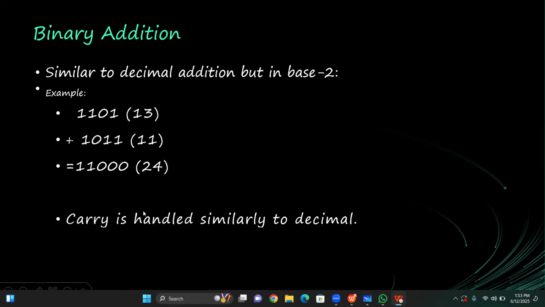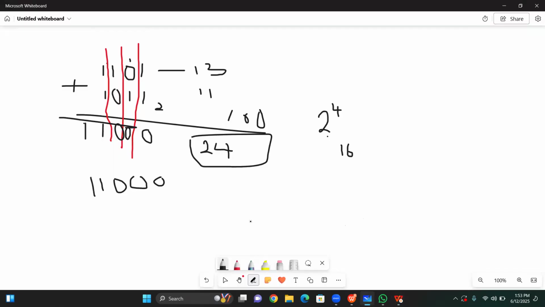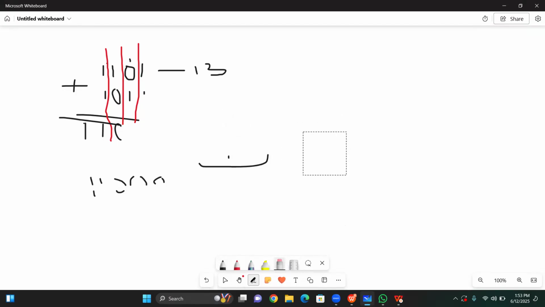Now the carry is handled similarly to decimal, just like we have shown you how the carry is being handled. Adding the same number is the same as shifting the bits to the left. Now let me show you something. If you have any question, please always reach out. Always reach out if you're having any question.